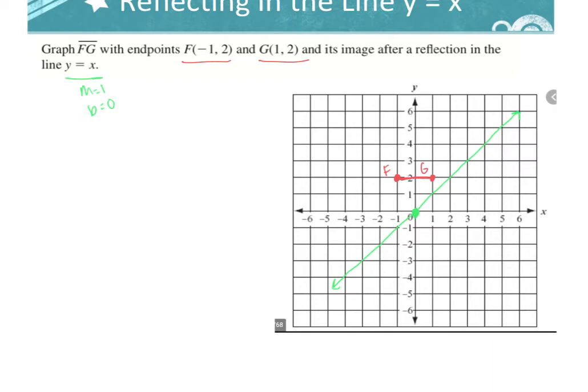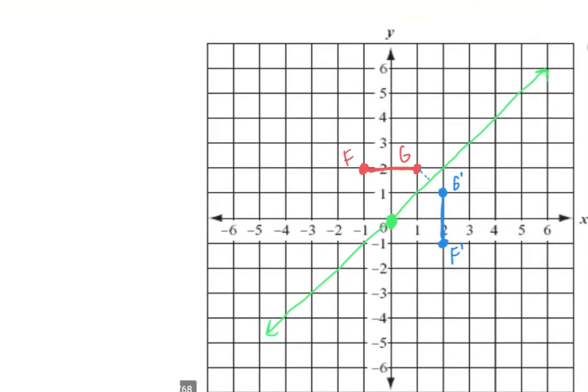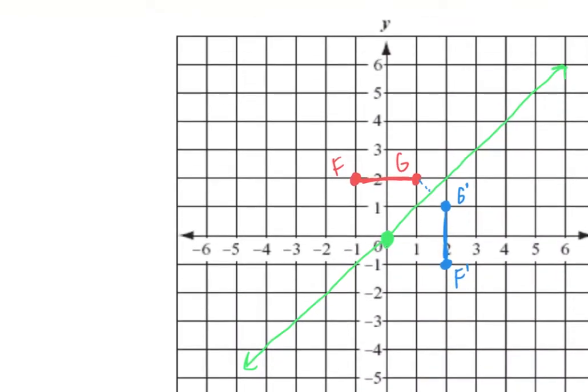Now, if you can visually see it, G is going to go right here, and F will go right here. Okay? That's G prime, F prime. Only if you can see it. Now, I would just look at each point, right? Because if we were to draw an imaginary line that is perpendicular to our line of reflection, then we're going to move that same distance to get to G prime. Same thing with F.